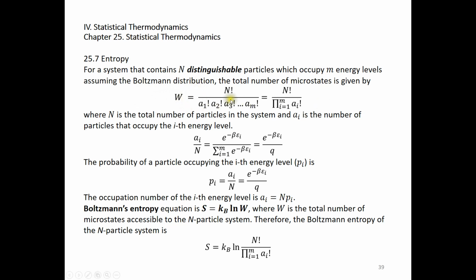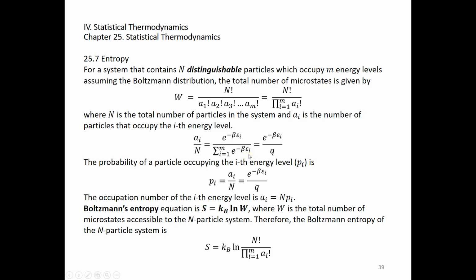W is equal to n factorial over a1 factorial, a2 factorial, a3 factorial, etc., all the way to a sub m factorial. N is the total number of particles in the system. a sub i is the number of particles in the ith energy level. So a sub i over n is equal to e to the power of negative beta epsilon i over the sum of e to the power of negative beta epsilon i.